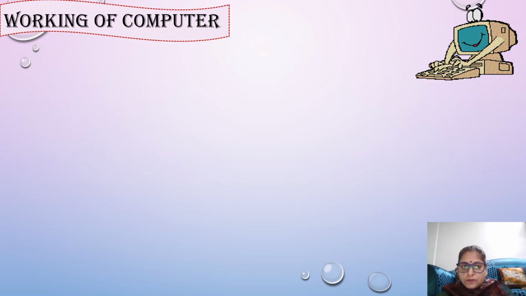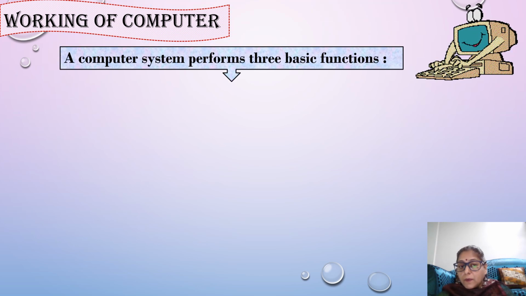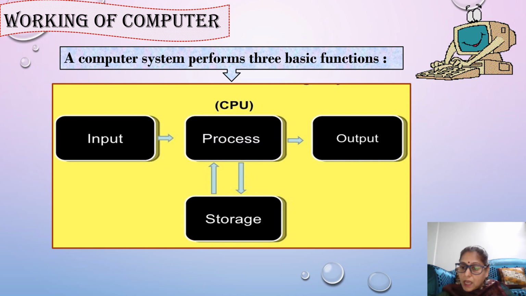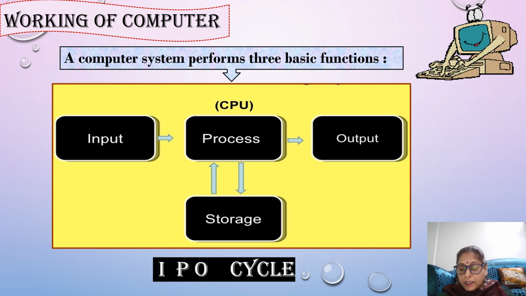Okay children, today we are going to understand the working of a computer, means how a computer works. A computer system performs three basic functions. What are the functions? It is input, process, output. This input, process, output, we call the IPO cycle. So what is input, children?